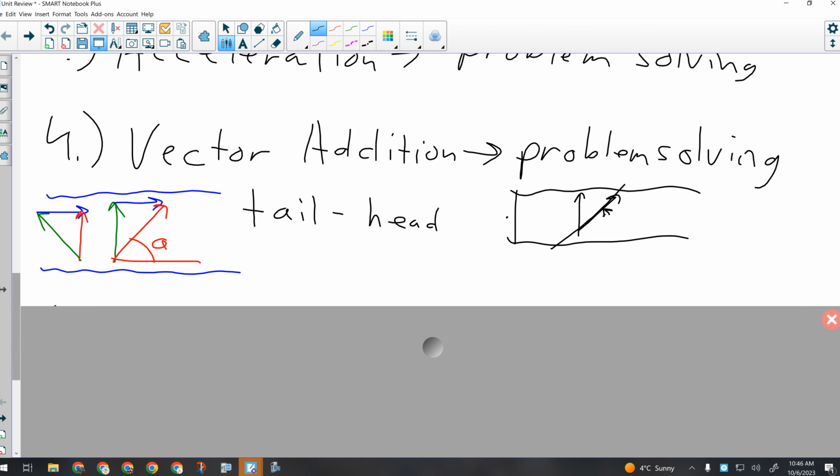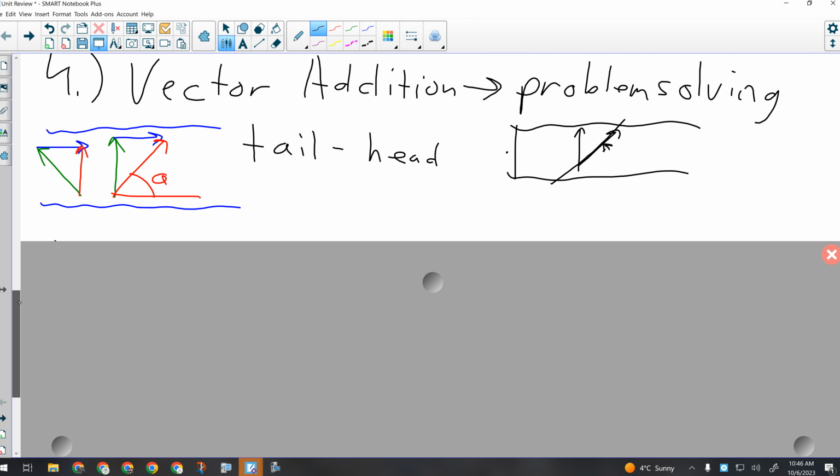Could there be a boat question? There's a boat question. How many types of boat questions are there? Two. Rowing across, going across. One of them's on there, but you've got to know both, because I'm not going to tell you which one.